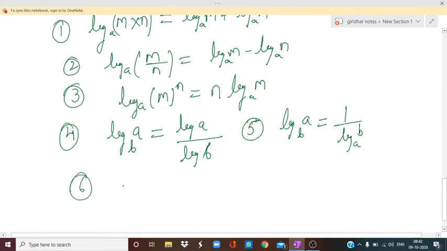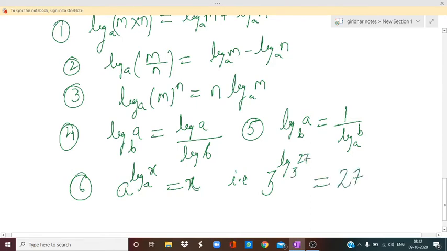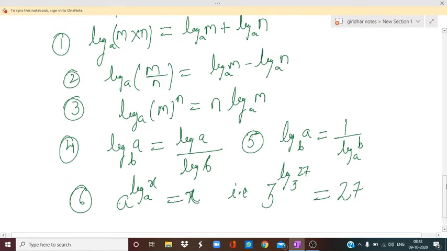Sixth one is a to the power log x with base a equals x. That is, let's say we have 3 to the power log 27 with base 3. What can you write directly? 27. So these are some features of log. With the help of these properties, we will be able to solve problems of logarithm. So these properties are very important. These properties you have to always remember, including that definition also.